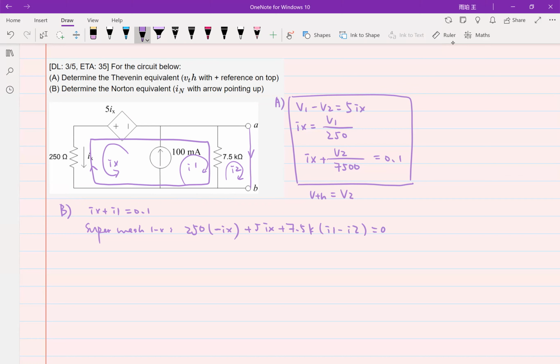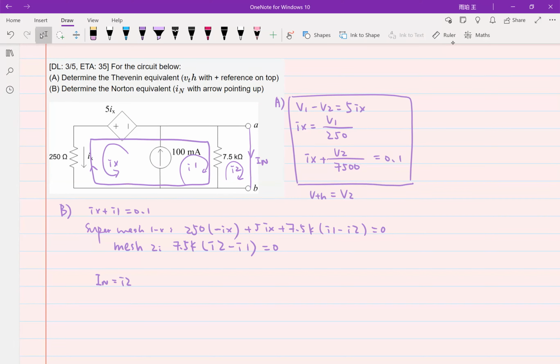Then we have the mesh on the further right, mesh 2. And this gives us 7.5K times (I2 minus I1) equals 0. Here we have, again, 3 equations and 3 unknowns, which will help us solve for the whole circuit. And in this case, this is I Norton here. It's going to be equal to I2. So IN equals I2.